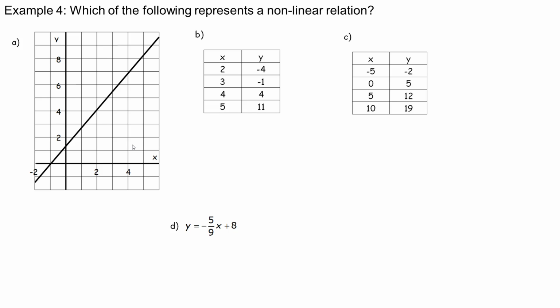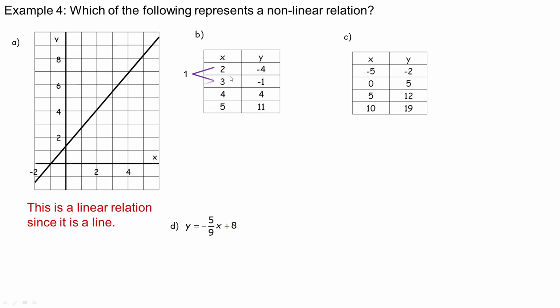Example number 4, and this is one of the ones where you're comparing different representations of linear or nonlinear relations. So we're asked, which one is a nonlinear relation? Well, this one's pretty simple because it's a straight line. Linear means it's a line. So because this is a line, it has to be a linear relation. Now, when you have tables like in B and C, what you have to do is compare how the x's or y's or whatever the variables are going up or going down.